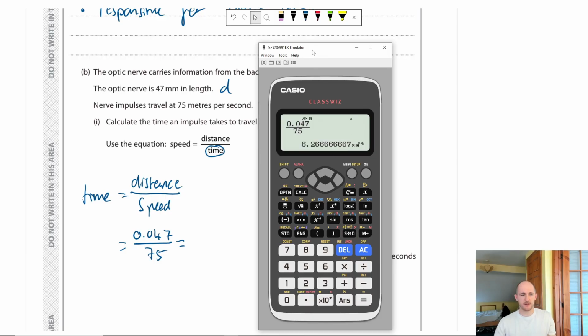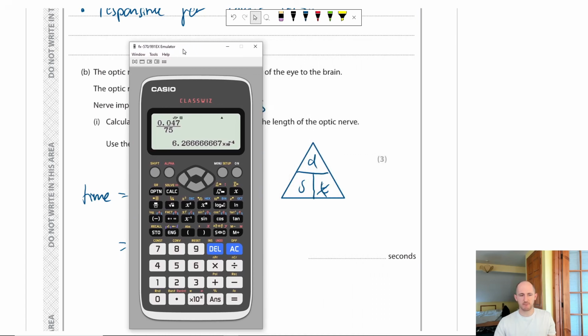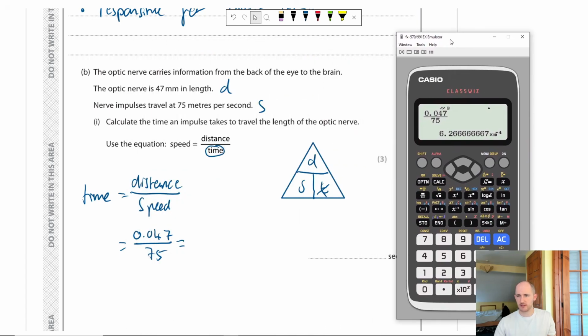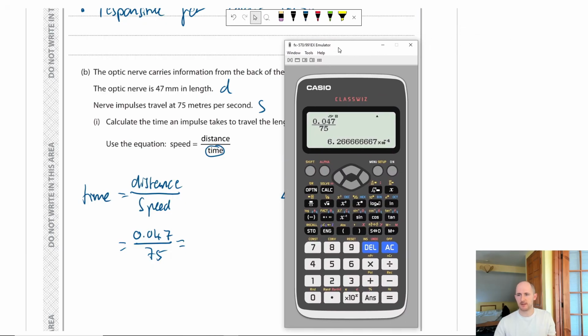Can we give it in standard form? Yeah. Does it say give it? Yeah, you can give it in standard form then, that's fine.